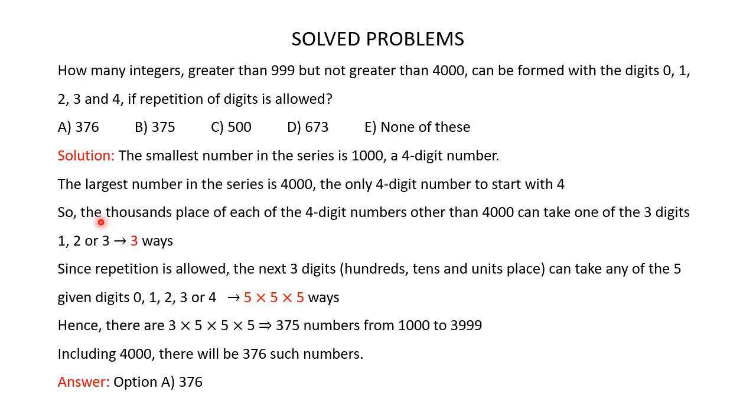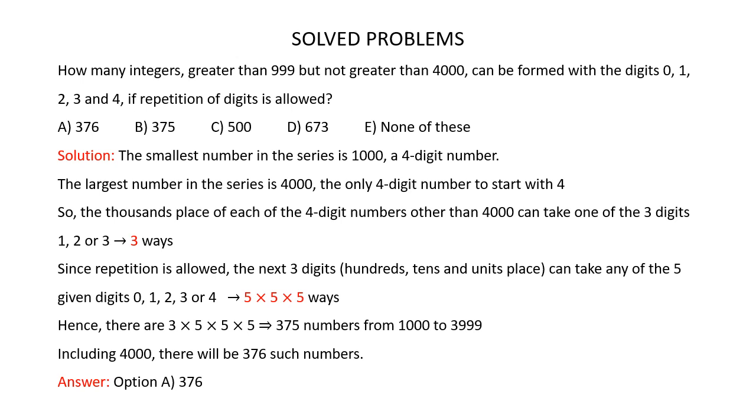So the thousandths place of each of the 4-digit numbers other than 4000 can take one of the 3 digits, 1, 2 or 3. So there are 3 ways of filling the thousandths place. Now since repetition of digits is allowed, the next three digits of the four digit numbers, that is the hundreds place, tens place and the units place, can take any of the five given digits 0, 1, 2, 3 or 4. So there are five ways of filling the hundreds place, five ways of filling the tens place and five ways of filling the units place.